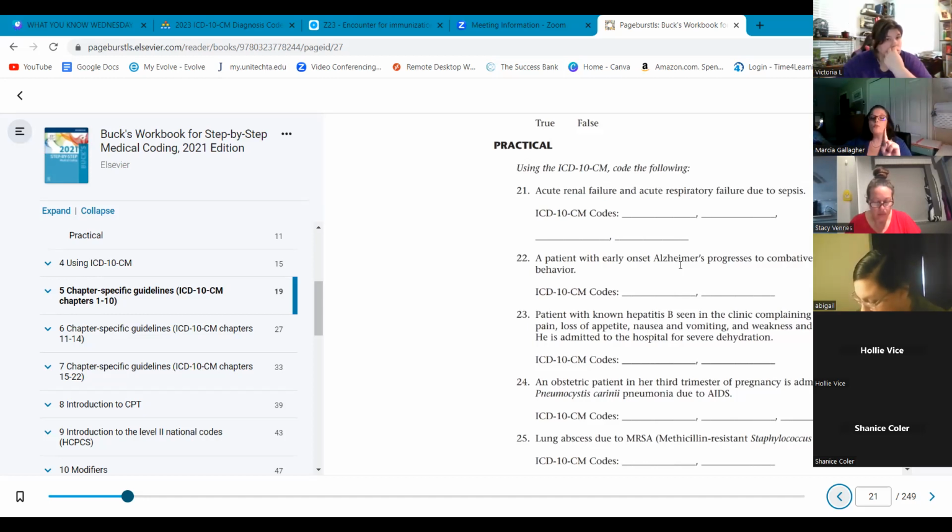So there was only really one word difference there. One is without behavioral disturbance and one is with behavioral disturbance. So y'all have it right. You were absolutely right. I want you to feel confident when you're reading, okay? Because I was just waiting for somebody to make a decision. So our two codes will be G30.0 and the second code will be F02.81.